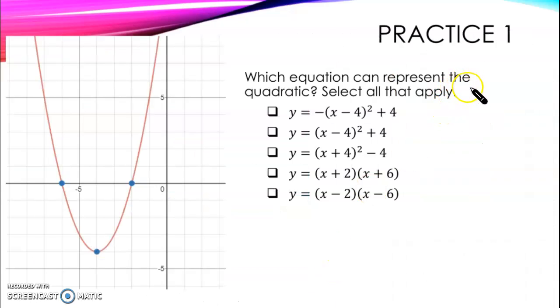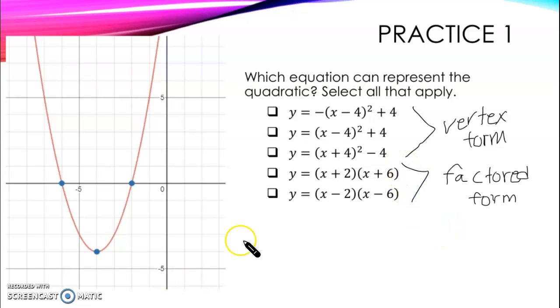So which equation can represent the quadratic? Select all that apply. And it looks like we have some options here, both in vertex form and in factored form. The top three are in vertex form, and then the last two are in factored form. And remember, the vertex form tells us about the vertex. So let's take a look at this graph. Where is the vertex at? So it looks like it's shifted over to -4 for the x value and down to -4 for the y value. So we want an equation that is going to have -4 and -4 as the vertex.